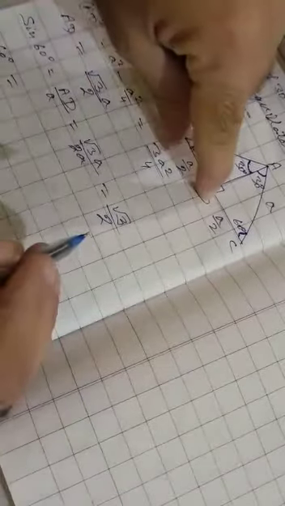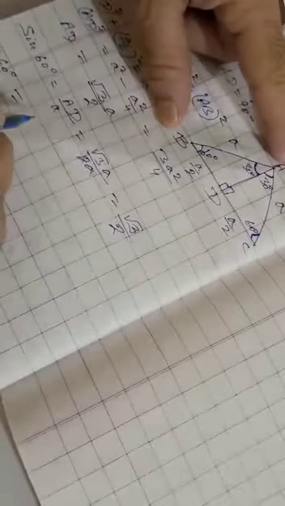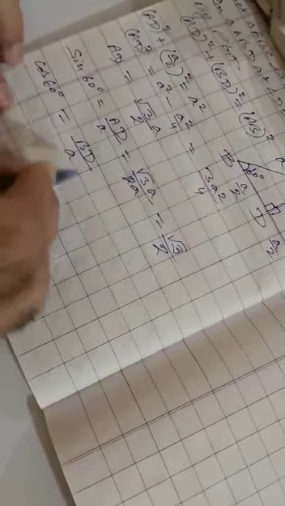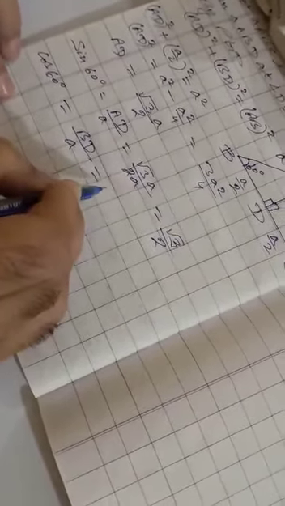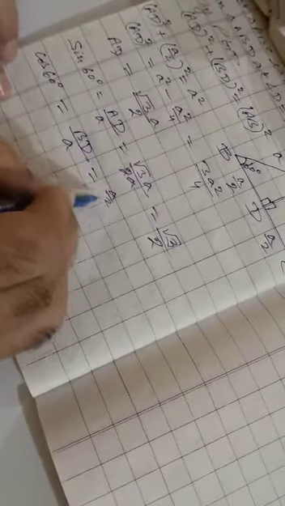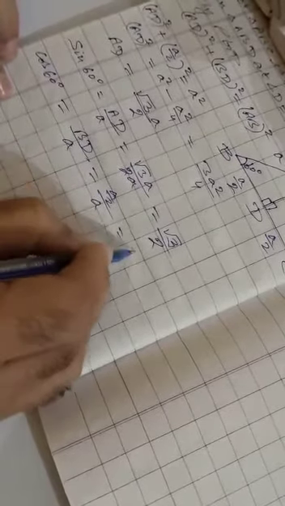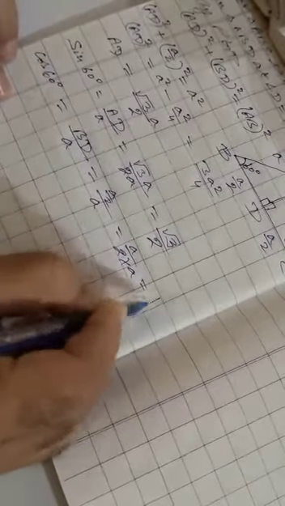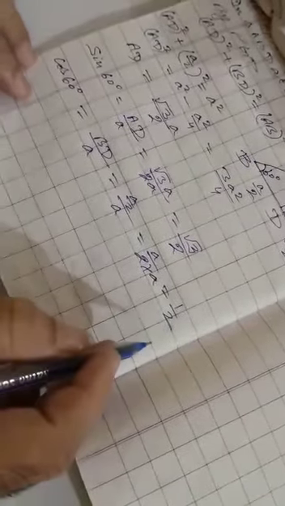Cos 60 degree. This is your base. Base upon hypotenuse. Cos 60, BD upon AB. AB is a. Value of BD is a upon 2 divided by a. We get 1 upon 2. Cos 60 is 1 upon 2.